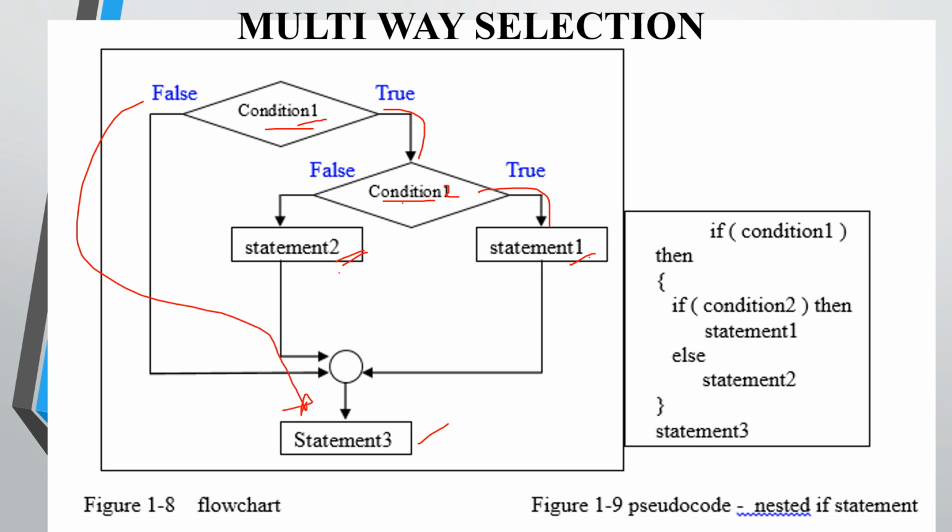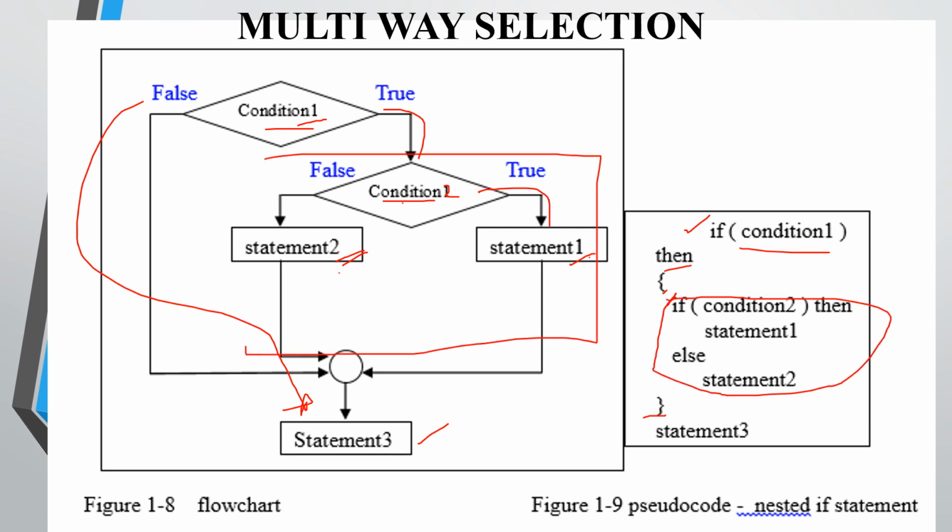In the counterpart of the pseudocode, we will have if condition 1, then, and inside this condition 1 is our nested if else. If condition 2, then perform statement 1. Else, when it turns false, then perform statement 2. Whether the condition is true, it will perform statement 3, and when the condition is false, it still performs statement 3.